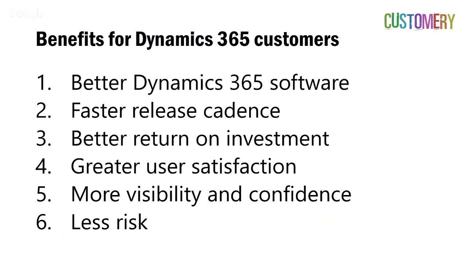And number 6 is about less risk. A Scrum project offers less risk because of those frequent opportunities for inspection and adaptation. That ensures we're building the right solution. We're never getting too far off track. We're only a couple of weeks away from another review session, so we can make sure we're building the best possible software.